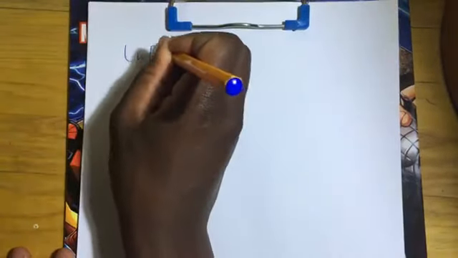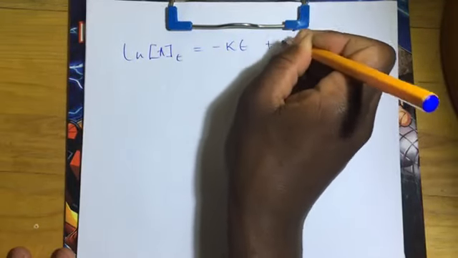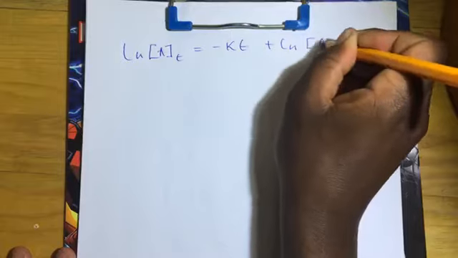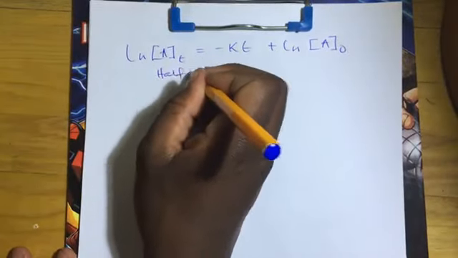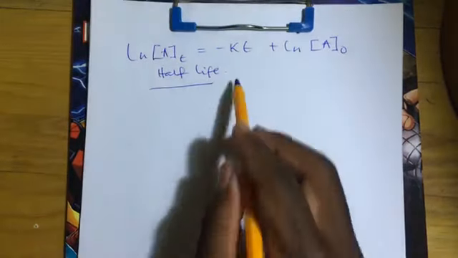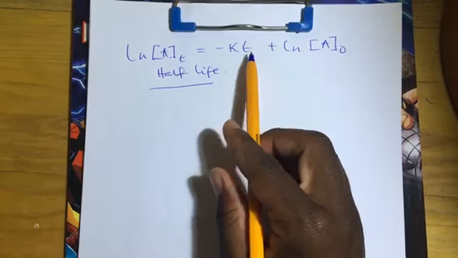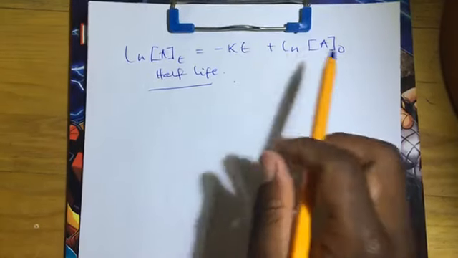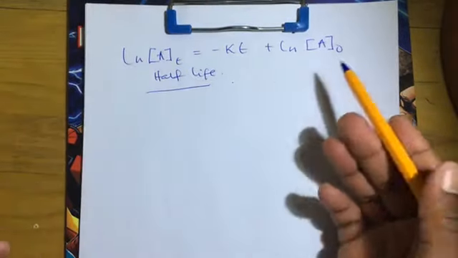So the rate law is ln At is equal to negative kt plus ln A0. I'm trying to derive an equation for half-life. Half-life is a time, okay? So I'm basically just going to make t the subject of the formula, and then make substitutions later. Or I can actually substitute now.